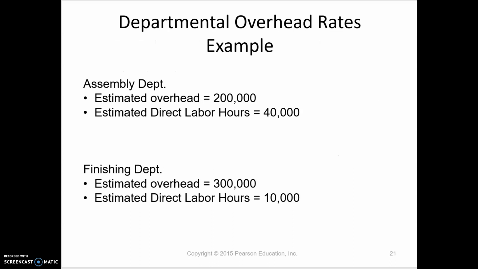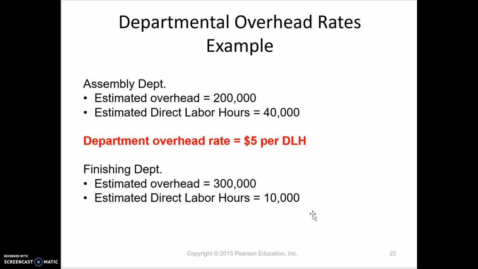So here's an example. The assembly department, we have estimated overhead of 200,000. Direct labor hours are 40,000. The finishing department has estimated overhead of 300,000, estimated direct labor hours of 10,000, right? So in our other example, this was the 200 plus the 300. That was the 500,000 of overhead, but now it's been split between the departments. And the 50,000 of direct labor hours have been split between the departments. When they have refined it, they've gone from using the single rate to the departmental rate.